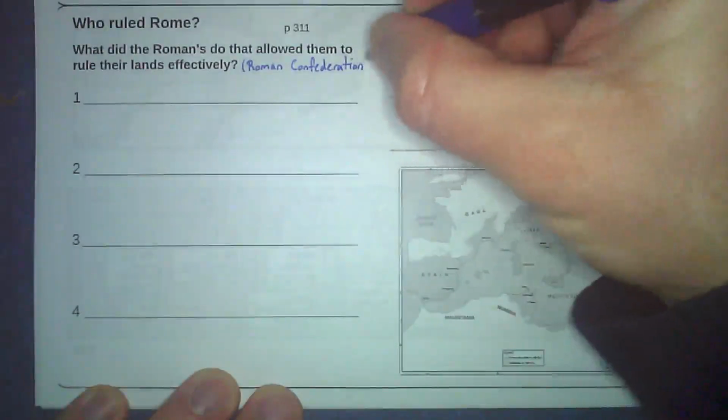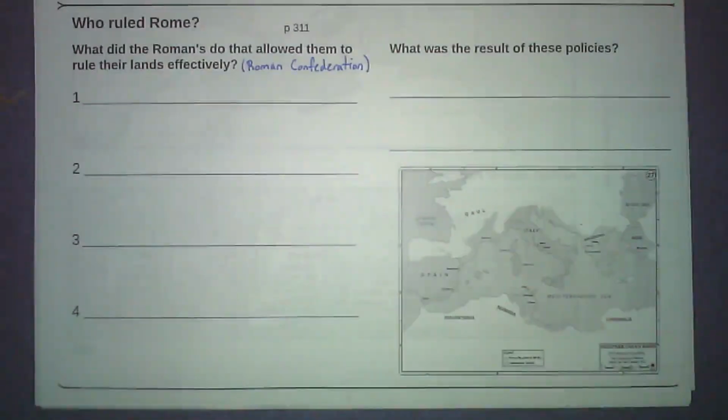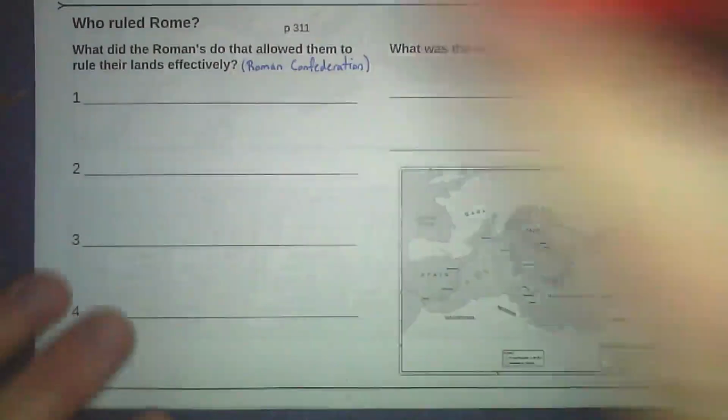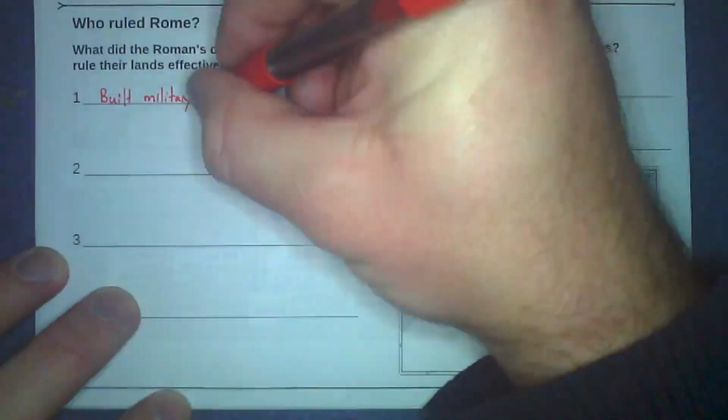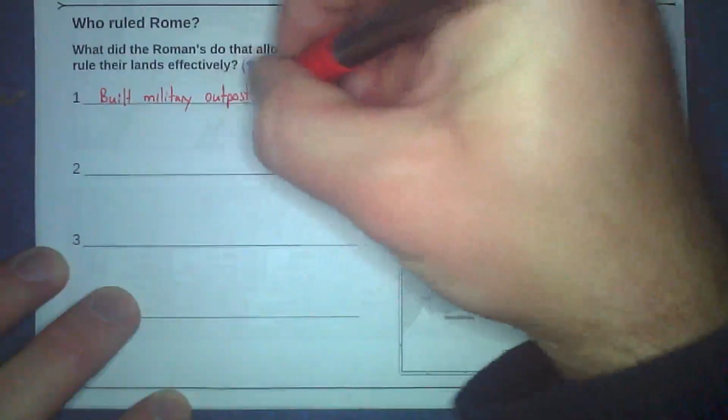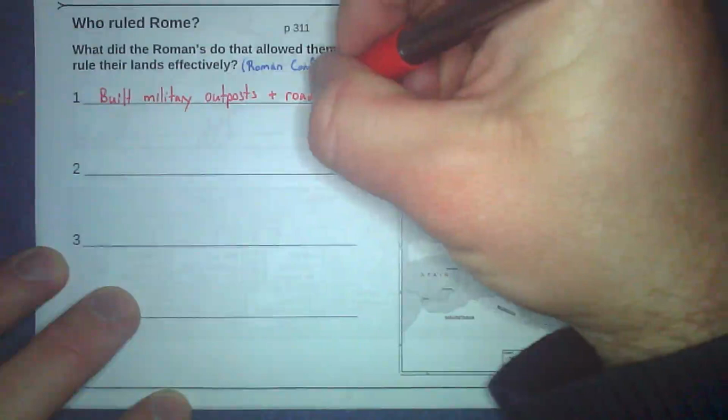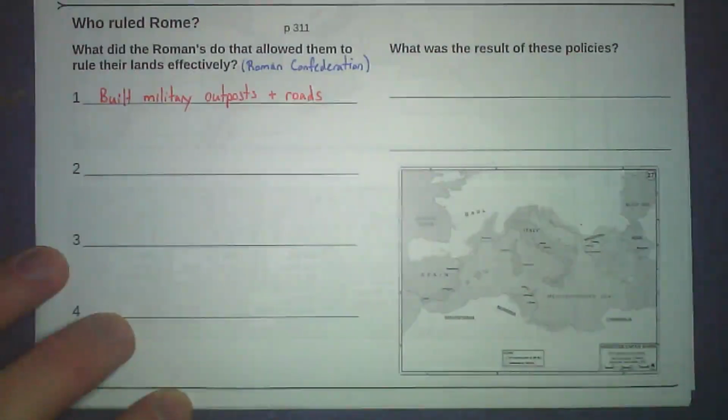Now, confederation, that word itself means kind of a grouping of different parties that are going to work together for a certain goal. And Rome knew that as they conquered new lands and took over the control of other peoples, they needed those people to work with them. So they devised a couple of strategies that we're going to list below here. One of those strategies was that they built military outposts and roads.